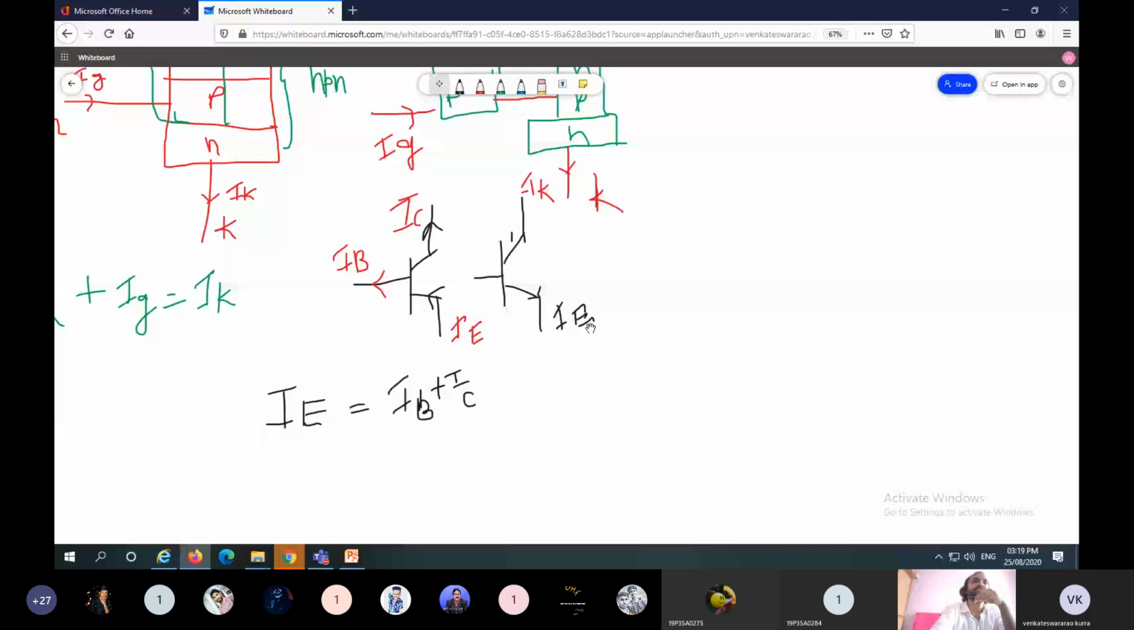Similarly for NPN transistor, this one is IC and this one is IB. Just the direction of current changes in NPN and PNP transistors. So in this case also, IE is the outgoing current for NPN transistor, and IB and IC are incoming currents. This one is IB and this one is IC.